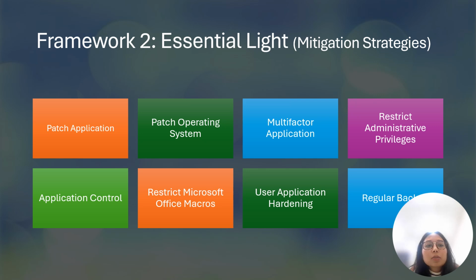As you can see on the screen, it's patch applications, patch operating systems, multi-factor authentication, restrict administrative privileges, application control, restrict Microsoft Office macros, user application hardening, and regular backups. Let's briefly touch on these components. Each strategy addresses a specific aspect of cybersecurity. For example, patching applications and operating systems ensures the vulnerabilities are fixed, while application control restricts the execution of unauthorized software. Together, these strategies provide a comprehensive framework for data protection.